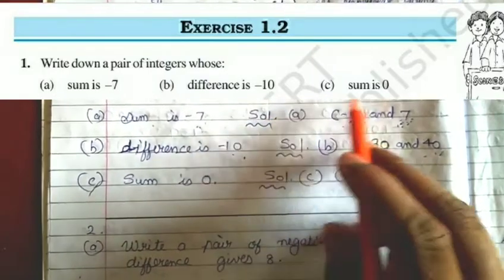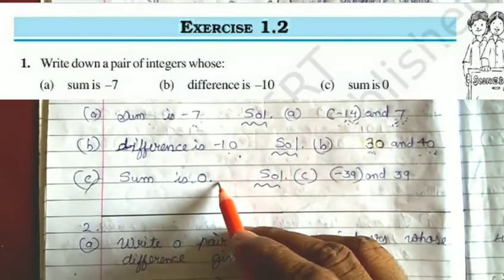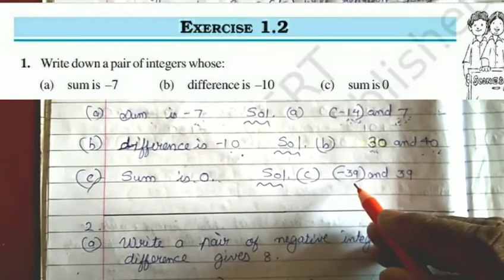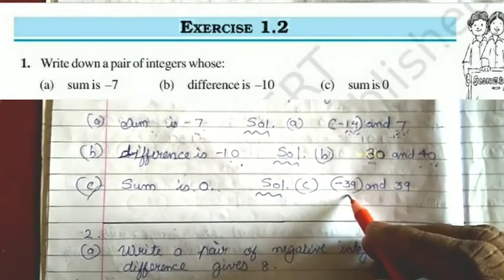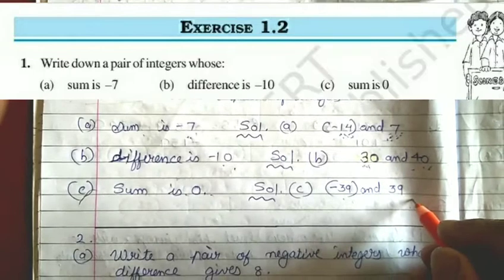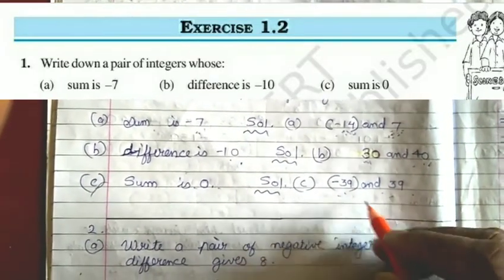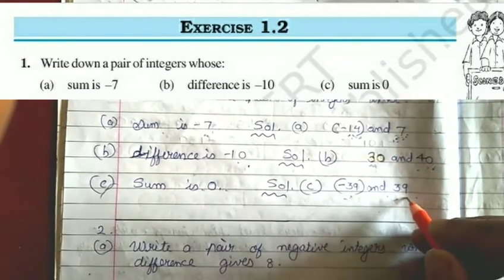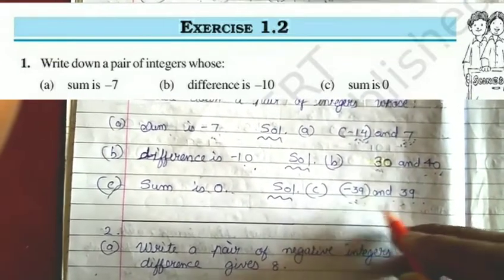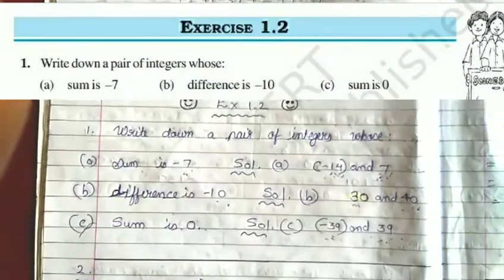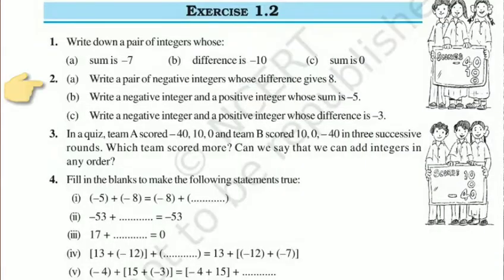Then again, a pair of integers whose sum is 0. Here you can take any number, you can take one positive number and one negative number, that is negative 39 and positive 39. Sum of both negative and positive will always give 0. That is, you can take negative 1 and positive 1, you can take negative 2 and positive 2 and so on. Now let us start question number 2.